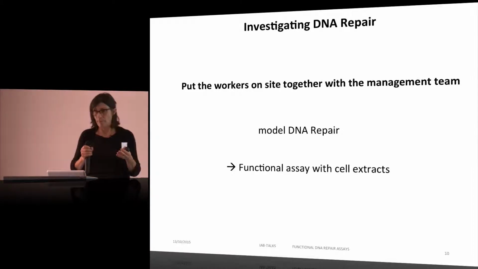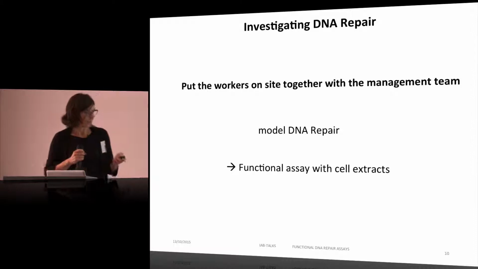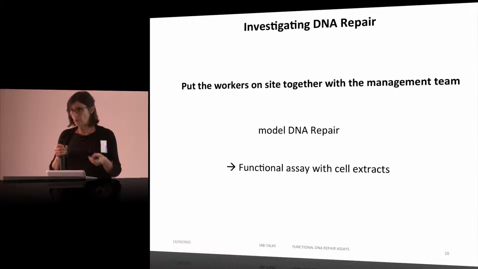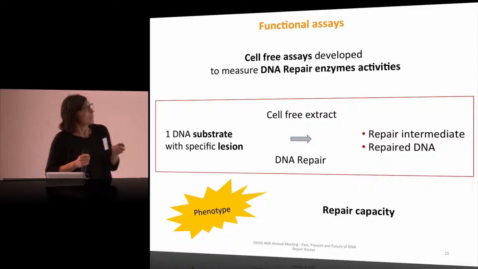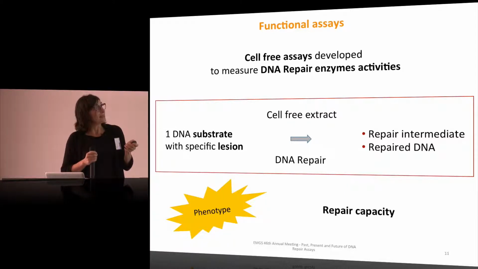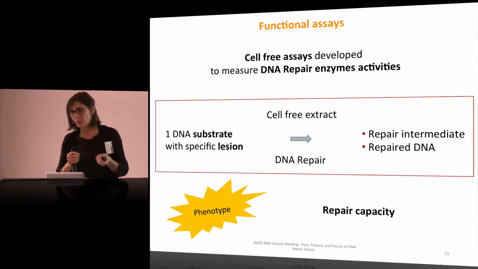You want to model DNA repair. You want to give the workers and the management team the necessary material so they can perform DNA repair. So you develop functional assays with cell extracts. Why cell extracts? Because they contain the workers and the management team, all the required proteins and enzymes to do DNA repair. So this is called functional assays, and those functional assays or cell-free assays have long been developed to measure DNA repair enzyme activities. Actually, they have been existing for more than 30 years.